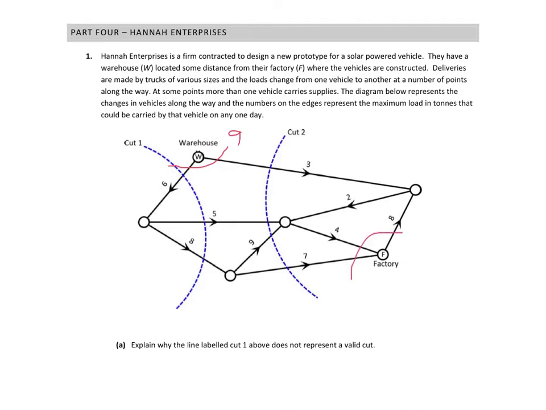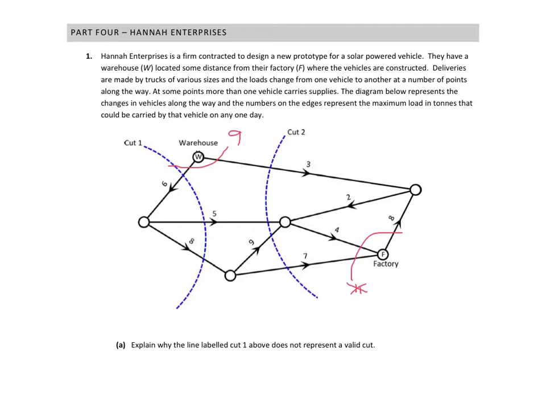If I was to cut at the factory, which is our end point, I would get a value of 4 plus 7, so 11. I don't add the 8 because it's going in the opposite direction. So at the moment, 9 is my lowest value. So can I see anything smaller than that?